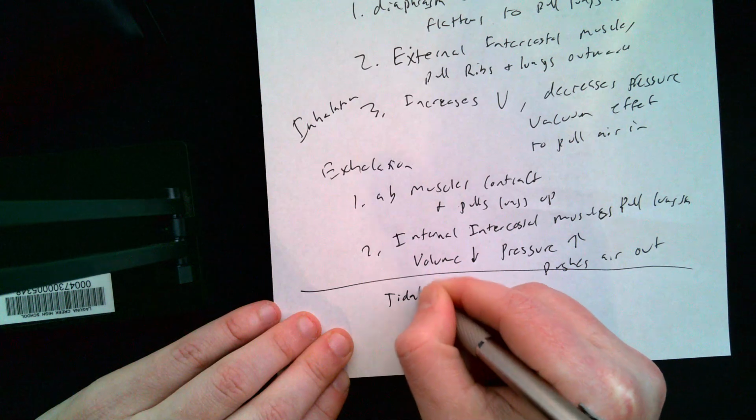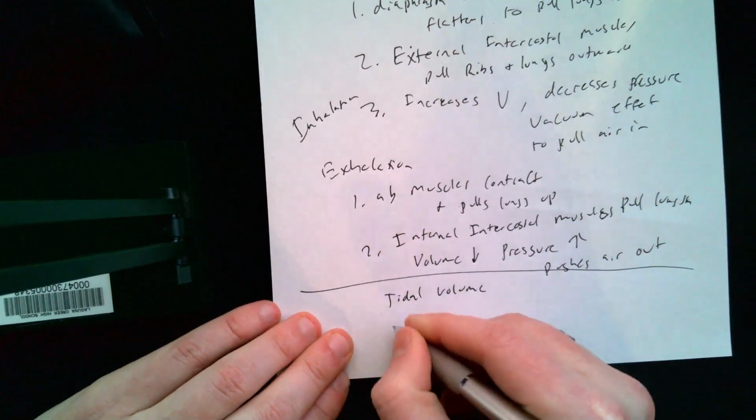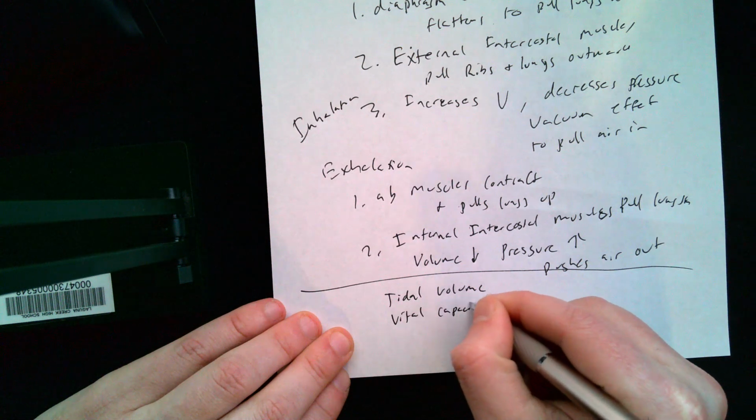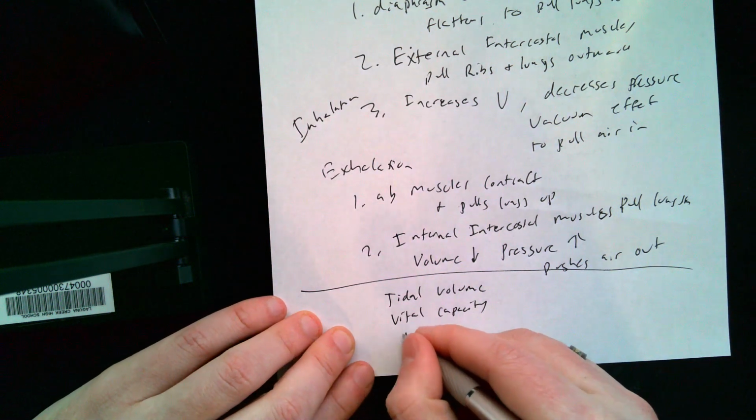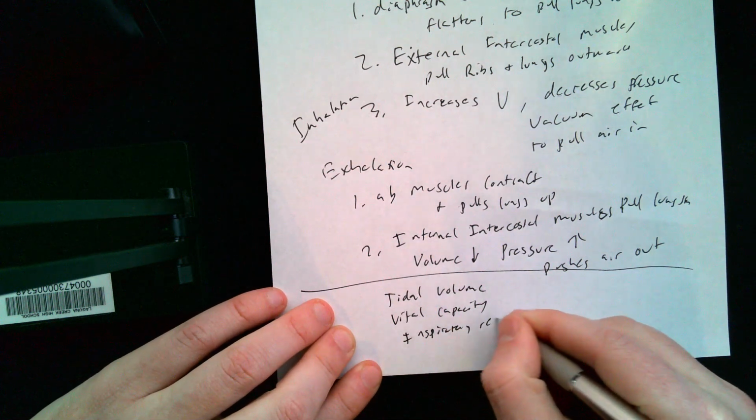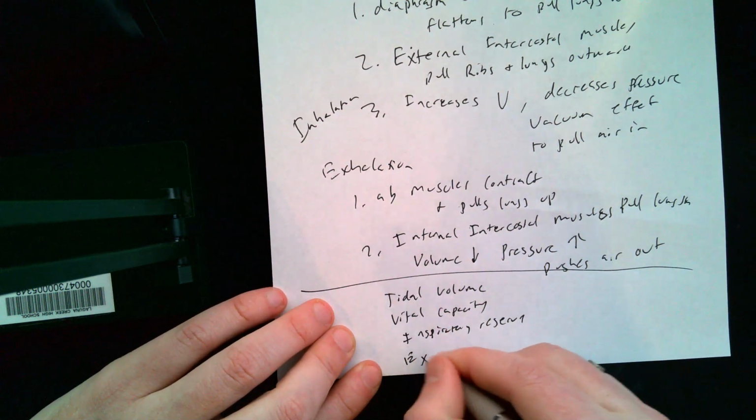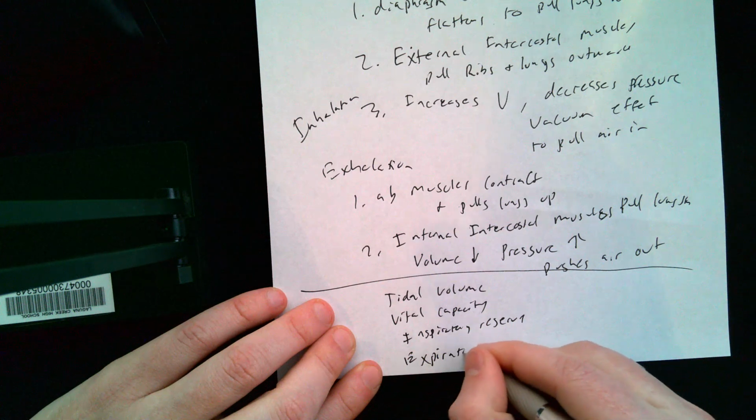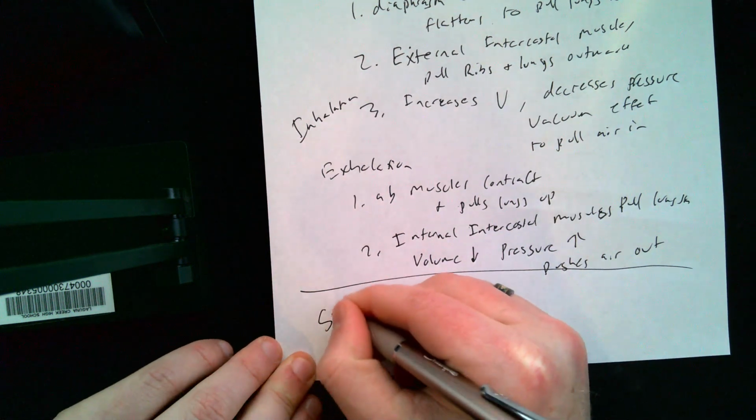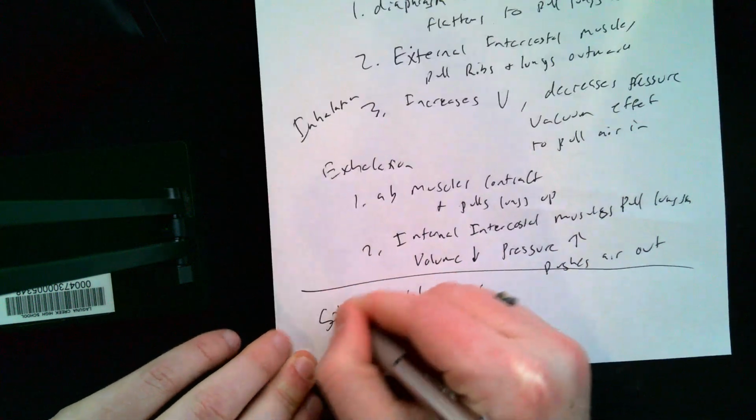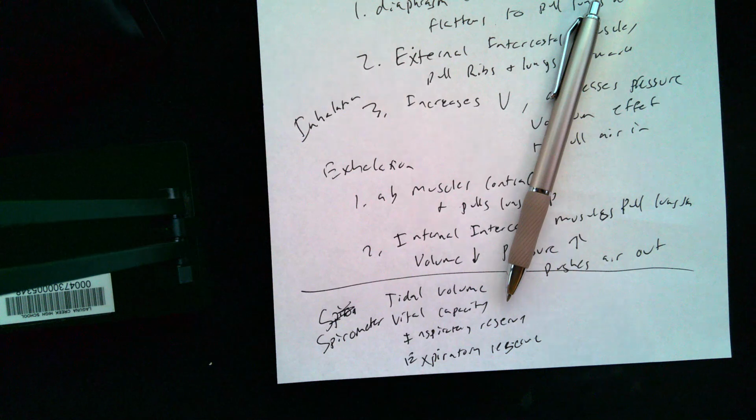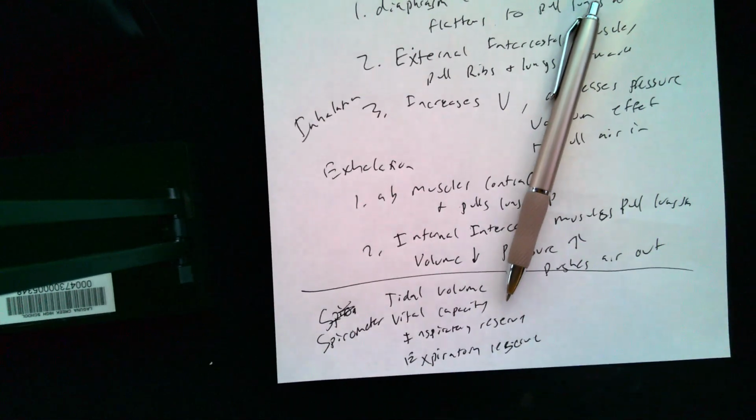You have your tidal volume, your vital capacity, your inspiratory reserve, and your expiratory reserve. You can measure all of these with a spirometer. Okay, all of these can be measured with a spirometer.